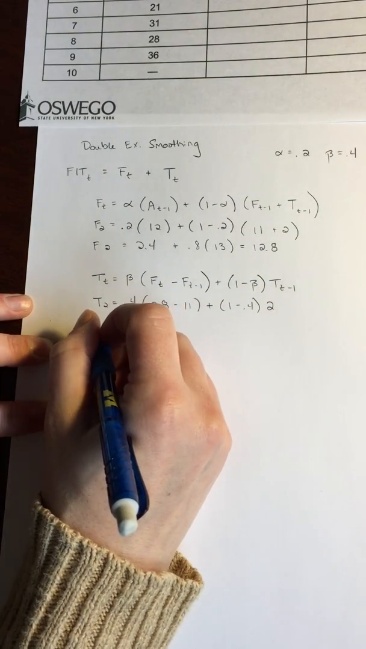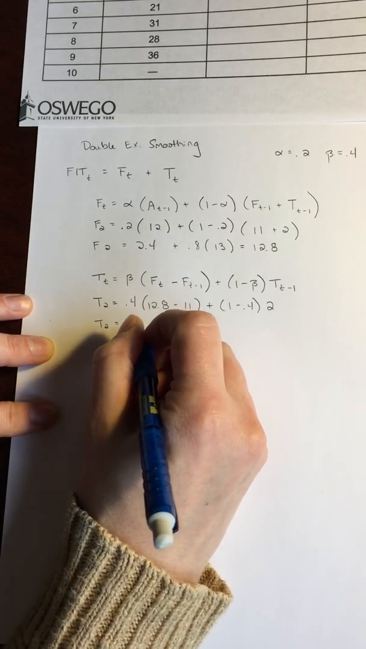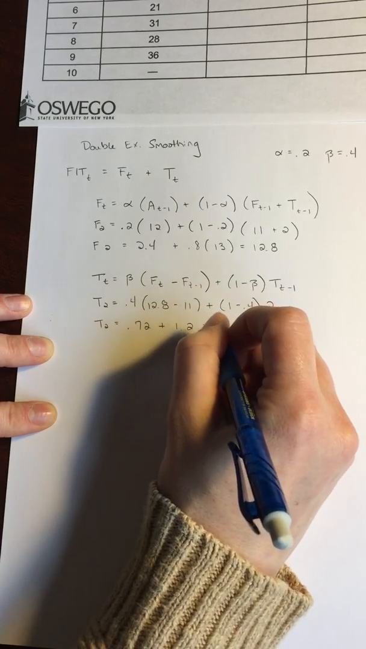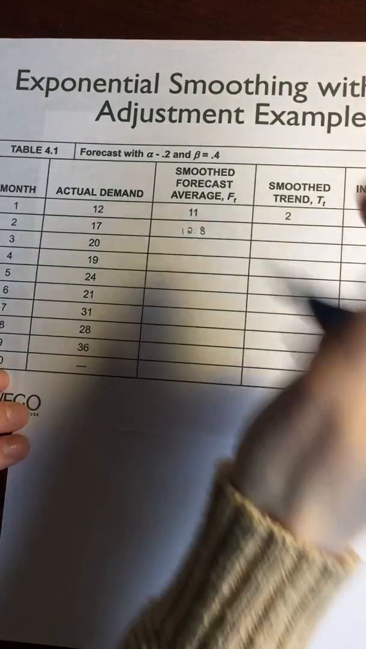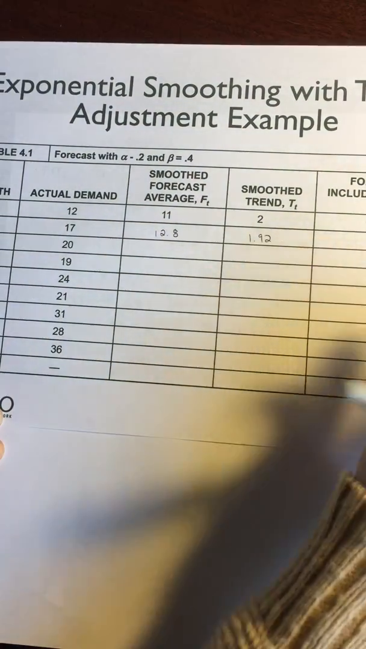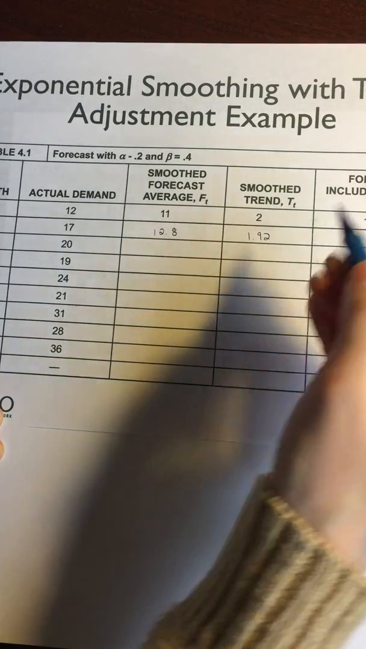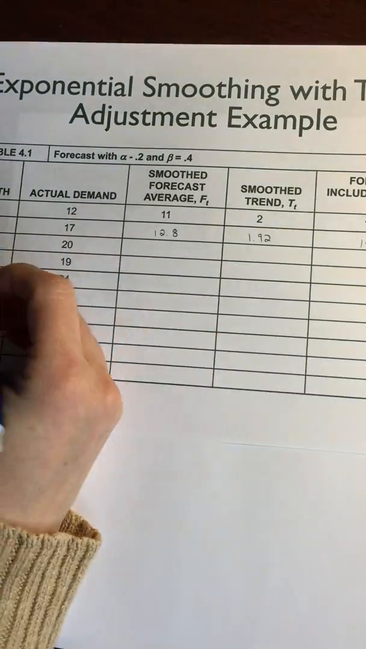So if we go through and calculate, our trend for time period 2 is going to be 0.72 plus 1.2, and that's going to equal 1.92. So we can include in here, this will be 1.92. Okay, and then when we determine the forecast including trend, we just add these two values, and in this case that's going to give us 14.72 for this time period.